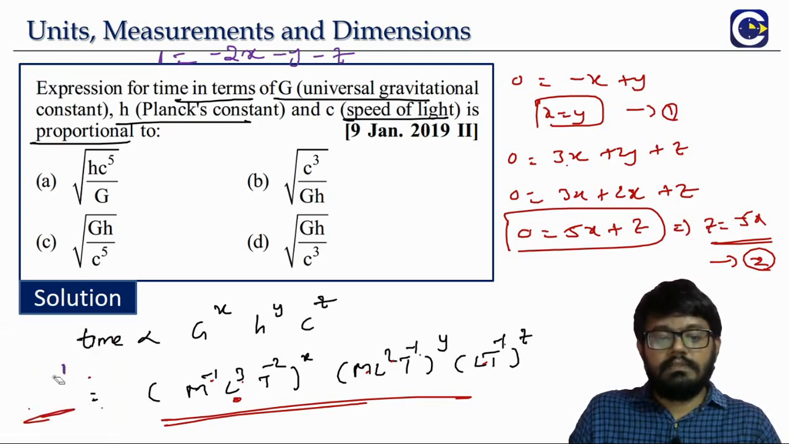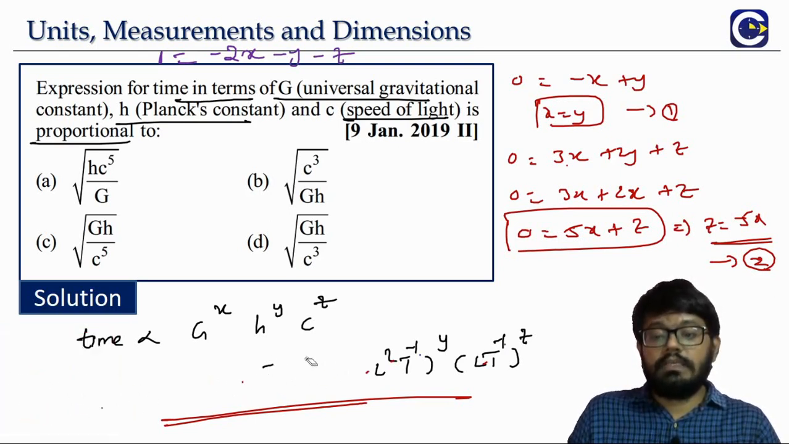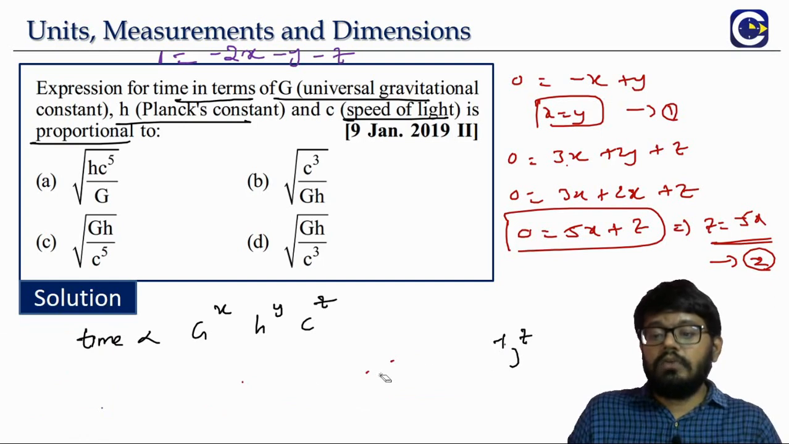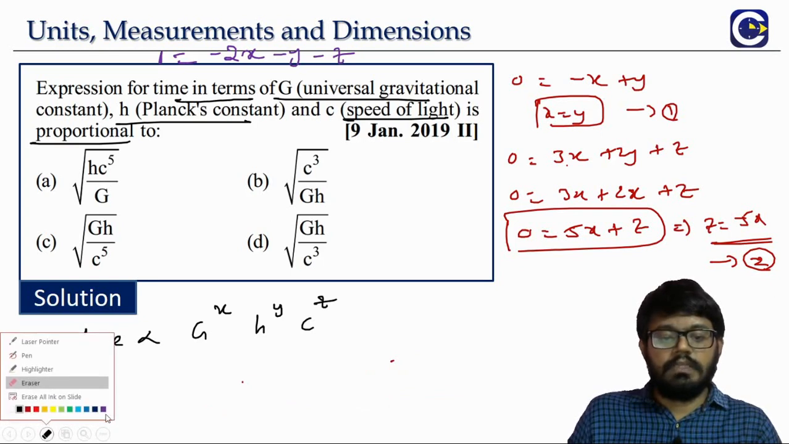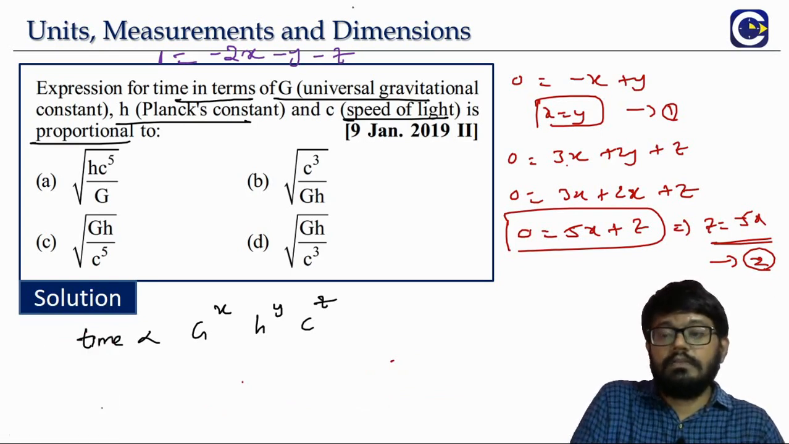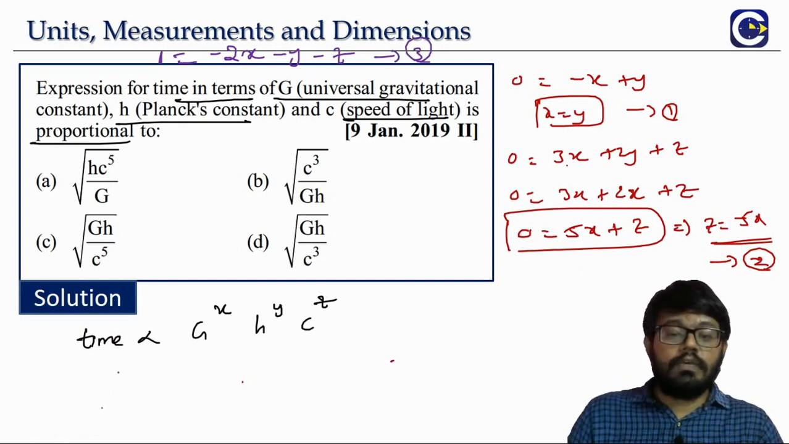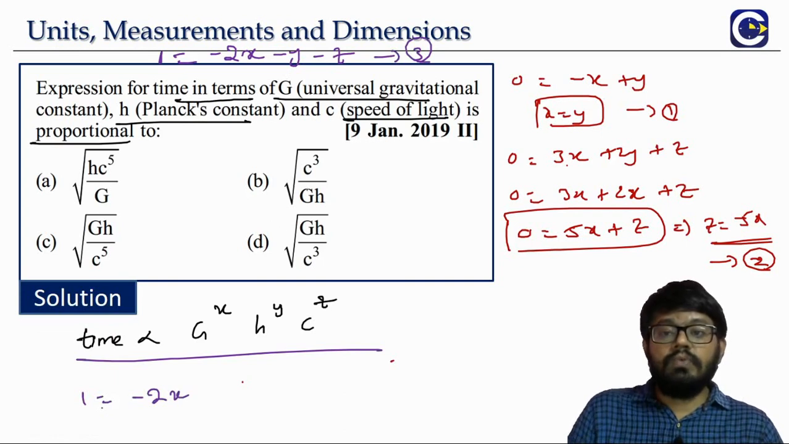Now I'll erase this because we don't require it, because we got the equations. Now you see what is the thing? The third equation, equation 3 we can call it. So from the third equation, look at this. In the third equation, I can substitute the value. Look at what is the third equation? 1 is equal to minus 2x minus y.